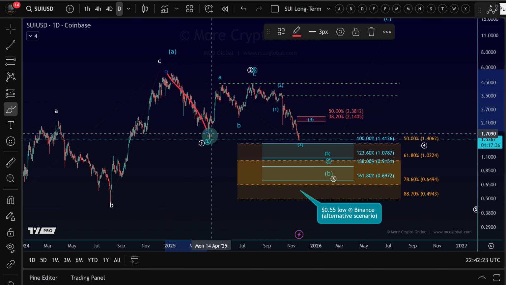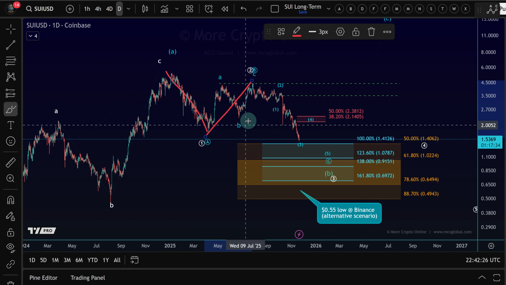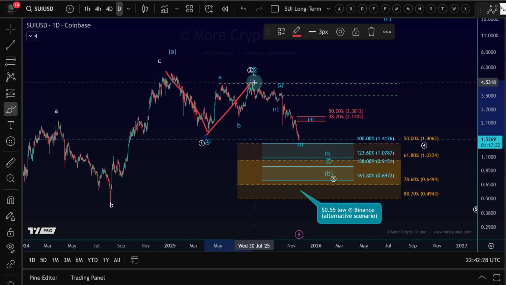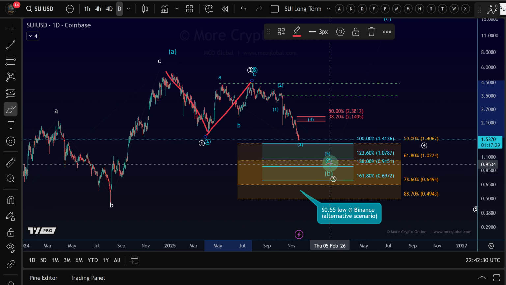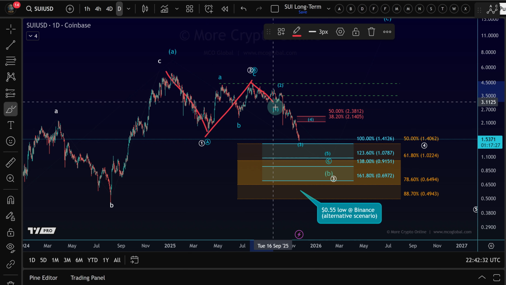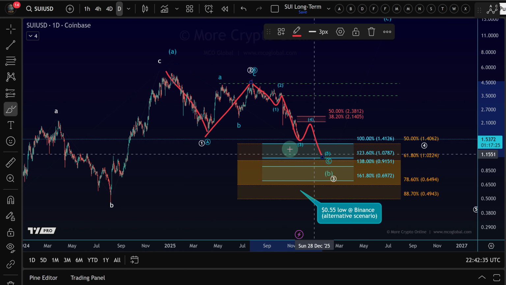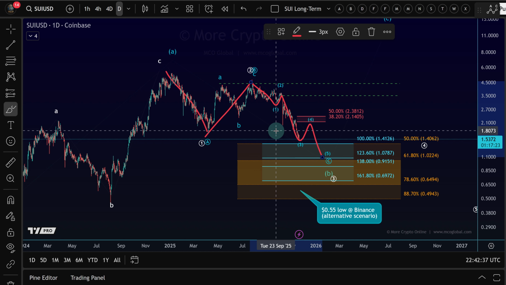So we have this A wave, then the bounce could be a B wave, which unfolded and topped in July. And now the C wave to the downside is unfolding as a five-wave structure. C waves are always five-wave structures.